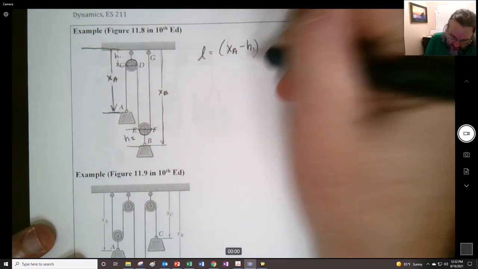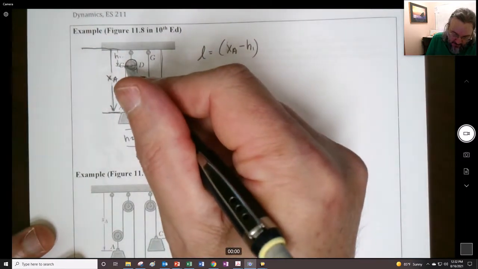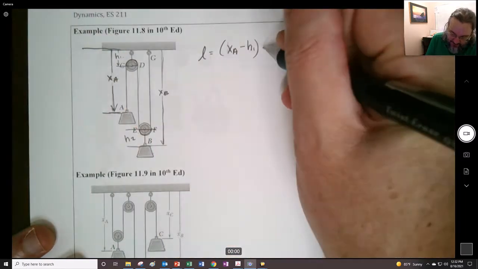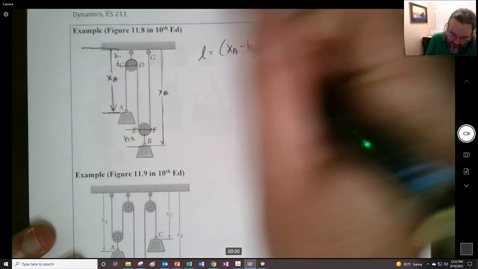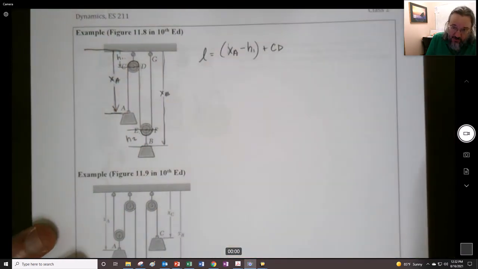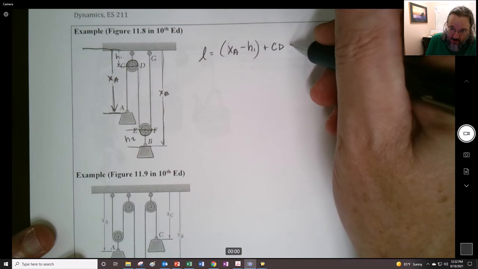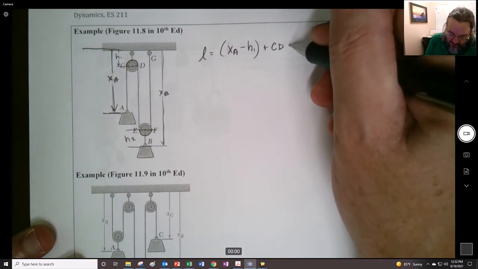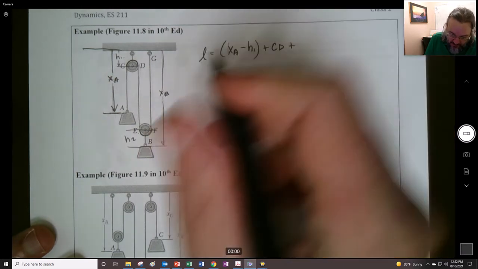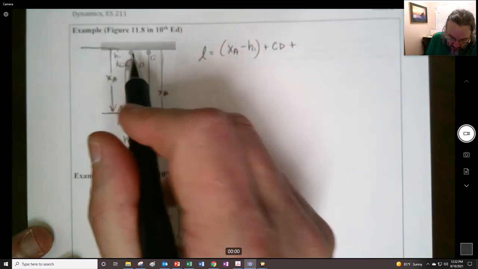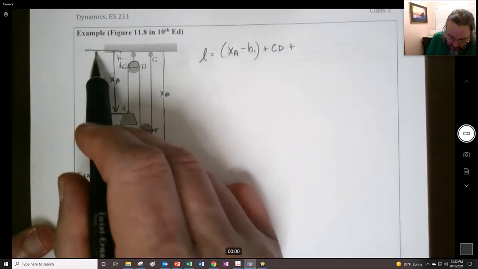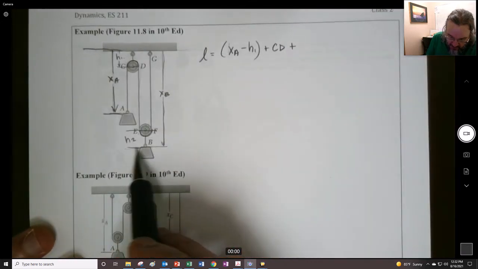minus H1. Now marching through the rope, we go to CD, which is really just 1/2 of the pulley diameter. We don't know the pulley diameter, but if we did, that's what that arc would be. That'd be 1/2 the circumference of it. Plus, okay, so now we're going to come from here down to here.